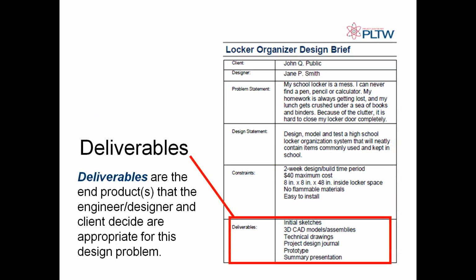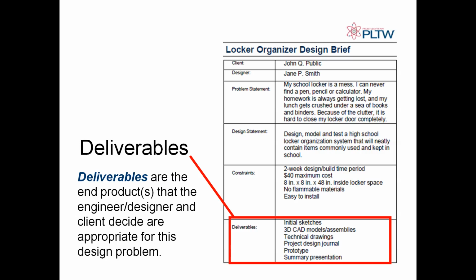So once you have figured out your constraints, then you'll need to talk about what you're going to give your customer, your client, at the end. Deliverables are the end product that the engineer or designer decides is appropriate for this problem. For instance, some examples you could use are the initial sketches that you may draw up. There might be 3D drawings that show what this object is going to look like. There may be technical drawings that show the size and dimensions of the object.